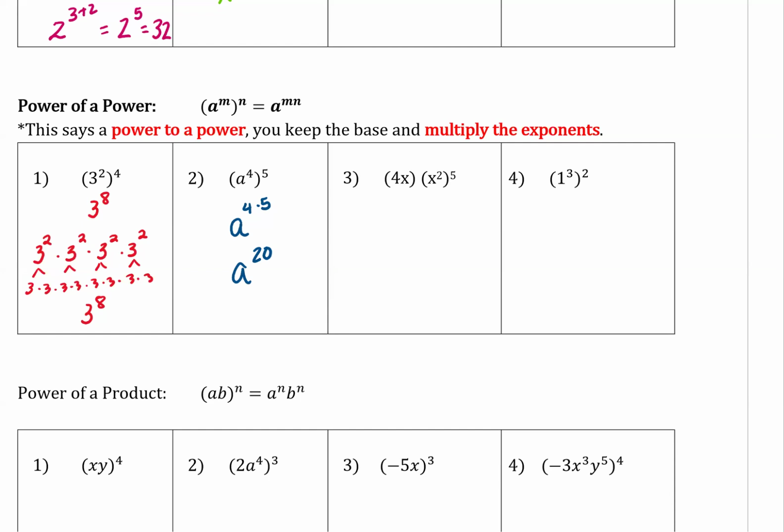Number 3, the x squared is raised to the 5th power. So we need to do that first. So 2 times 5 is 10. Now we're multiplying. So we have 4x times x to the 10th, same base, multiplying, keep the base, add the exponents. 1 plus 10 is 11.